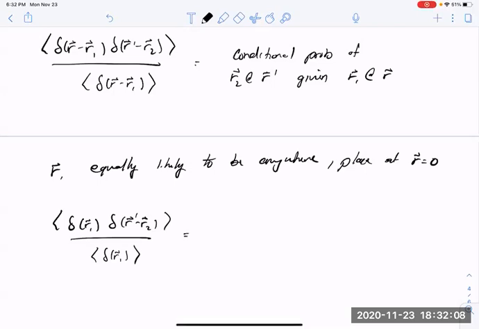Let's adopt some notation that simplifies this. This is the probability to find R2 at R prime, conditioned or given R1 is at 0. That little subscript there reminds us that the average is conditioned on something, in this case, conditioned on R1 being at the origin.